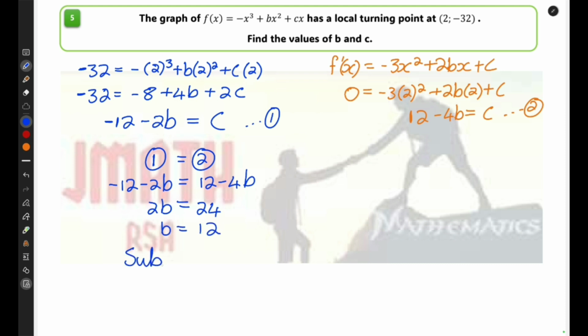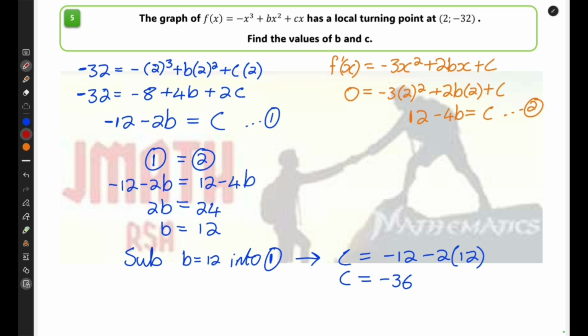Just going to tell them I'm going to sub b equals 12 into equation 1, and that would tell me c is then equal to minus 12 minus 2 times 12, which would give me minus 36 as c. So let's just see how many marks that would be. So definitely for subbing into the first formula and simplifying, then for getting the derivative, and then subbing in and simplifying, for getting b, and then for getting c.